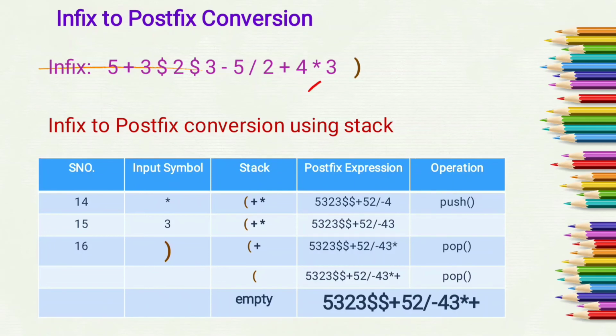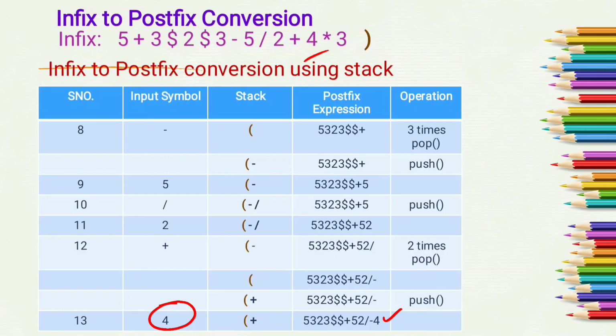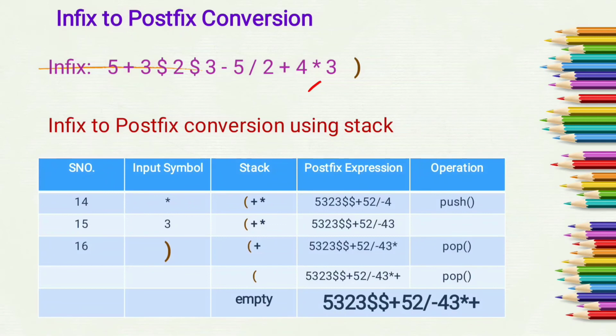Now the next input symbol is multiplication. In the stack we have plus, and multiplication has higher precedence than plus, so we can push multiplication into the stack. Next input symbol is 3, which is an operand. We add it into the postfix expression. Now finally we get a closing bracket, so we pop operators from the stack one by one till we get the open bracket. Now this open bracket will be cancelled out with the closing bracket. Now the stack is empty, so finally we get the output.